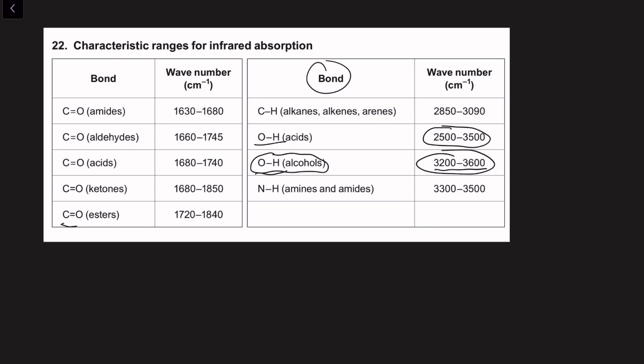So this is how you read information from the data book. Whenever you see a very big drop around the 3600 to 3200 mark, then you can immediately tell that the compound being analyzed contains the OH alcohol or the hydroxyl group.